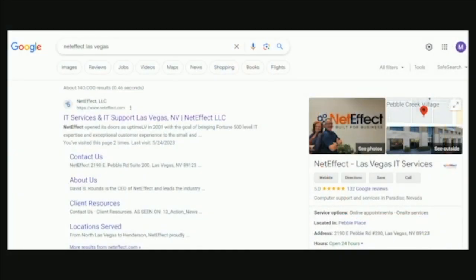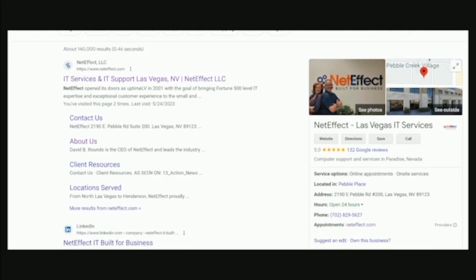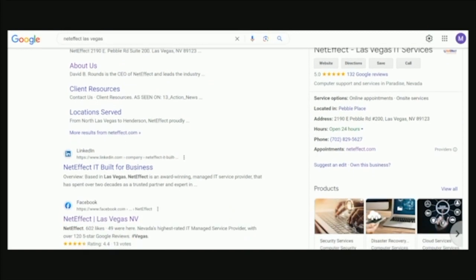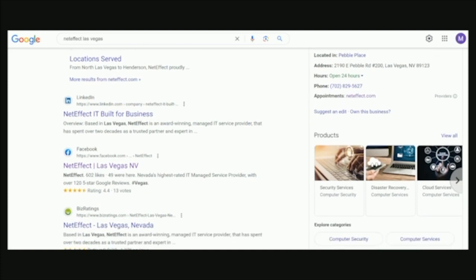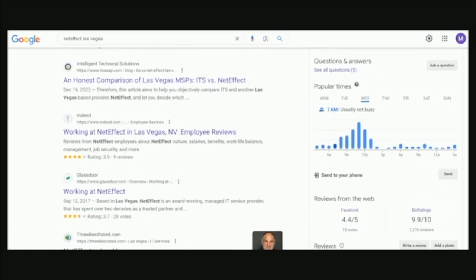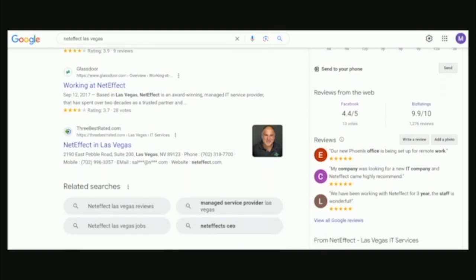So let's look. Here's a net effect. They're a member of ours right here in Las Vegas. And look at their Google Business Profile. On the right-hand side of the screen, they have 132 Google reviews. They fill out all their information. They've got their products in there. They've got articles. They have posts. It tells when they're open, when they're closed. They've even got Facebook, biz ratings, other reviews, all in there.